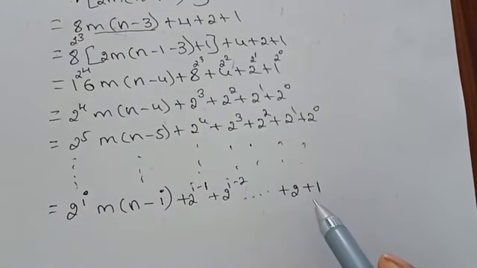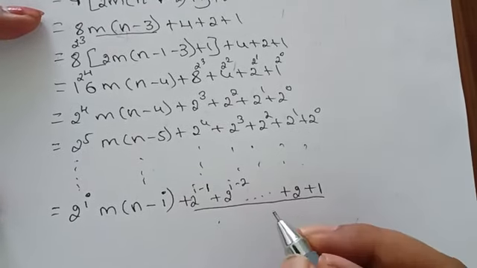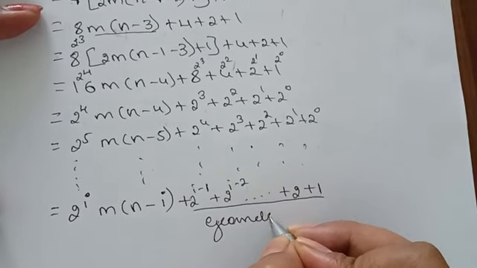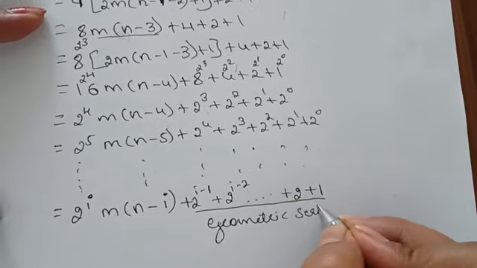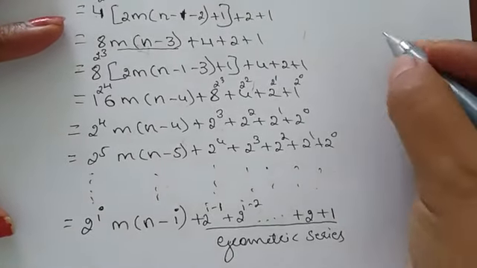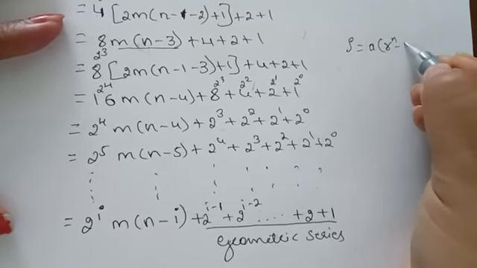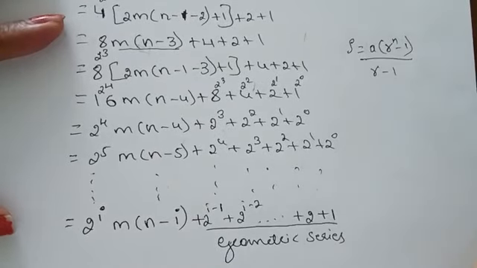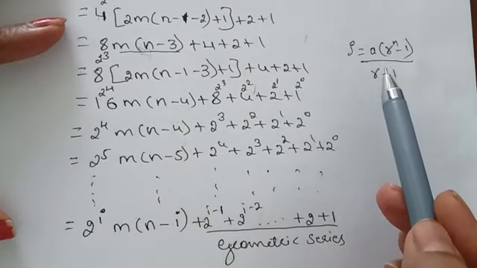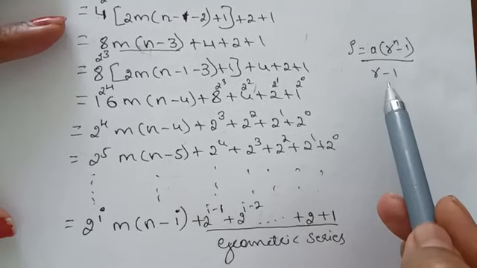By seeing this one, easily we can say this is giving you the geometric series. Do you remember geometric series? The sum is equal to a into r power n minus 1 divided by r minus 1. For this one, we have to apply this formula. a of r power n minus 1 divided by r minus 1.